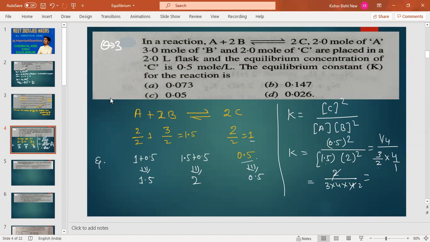Concentration of A, okay, you will get 1 upon 24. If you divide it, you will get approximately 0.026. You see the calculation here, it may be correct. Now the answer is D. Come to the next question.